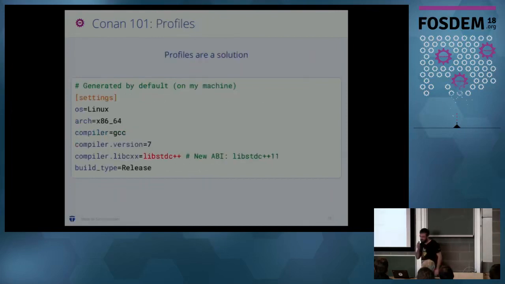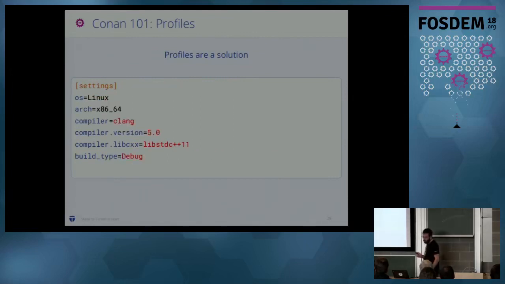So there's a solution. You can use profiles instead, and that's what Conan uses when you don't write any settings. It generates a default profile, so that's the one generated on my machine: Linux, x64, GCC 7. And quick PSA: by default, Conan will put libstdc++, the old GCC ABI, as a default. If you want the newest, you have to use libstdc++11. That's not something you want to discover after building 30 packages, like me.